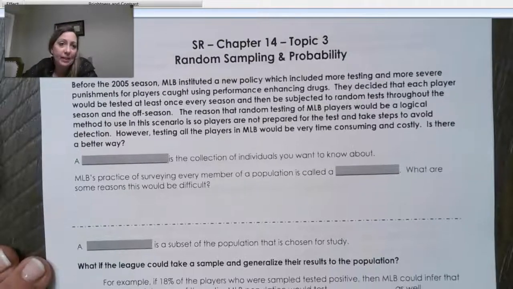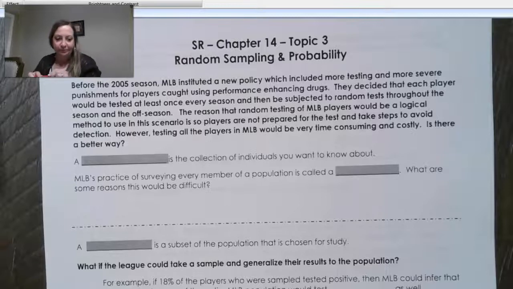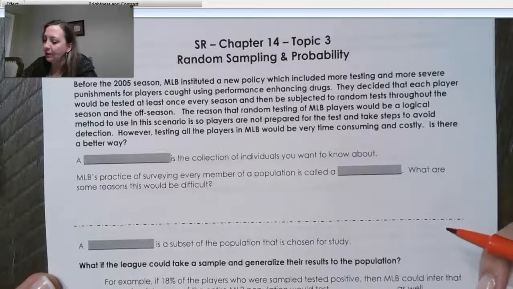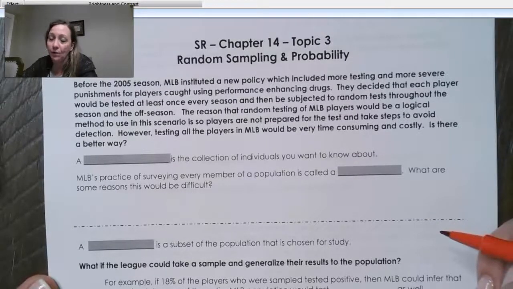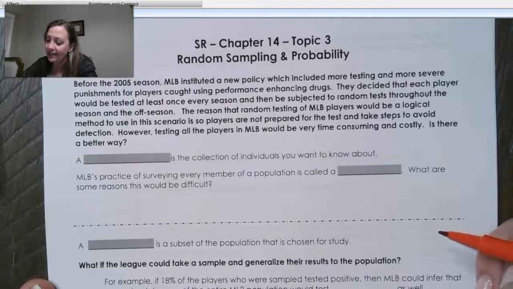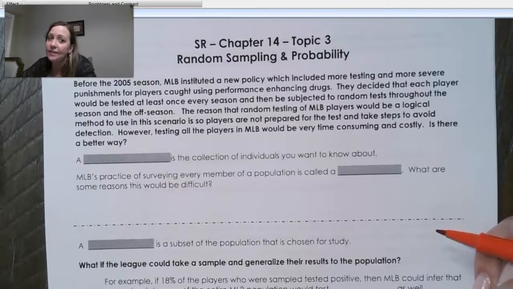So to get us ready for the random sampling definitions, we're going to consider this scenario. Before the 2005 MLB season, Major League Baseball instituted a new policy which included more testing and more severe punishments for players caught using performance-enhancing drugs. They decided that each player would be tested at least once every season and then be subjected to random tests throughout the season and the off-season.